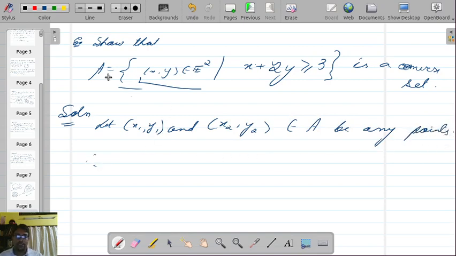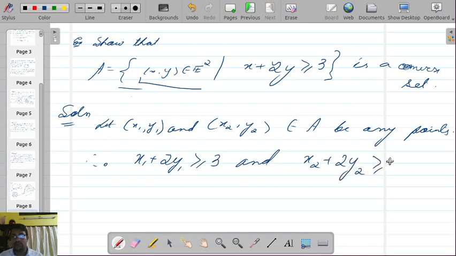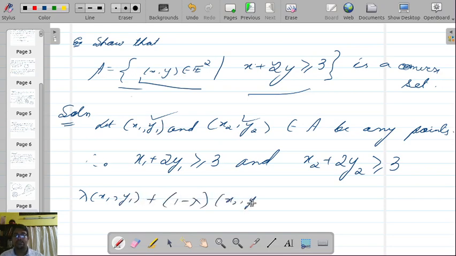Since they are points inside A, they will satisfy these conditions. Therefore, x1 plus twice y1 is greater than or equal to 3, as well as x2 plus twice y2, which is also greater than or equal to 3. Because these are elements in A, they satisfy this inequality. Now I just want to check whether lambda times the first point x1, y1 plus 1 minus lambda times the second point x2, y2 belongs to this set or not.